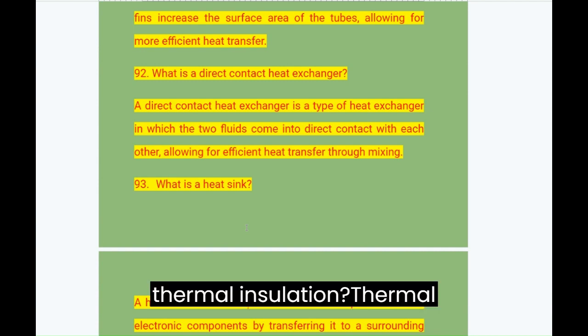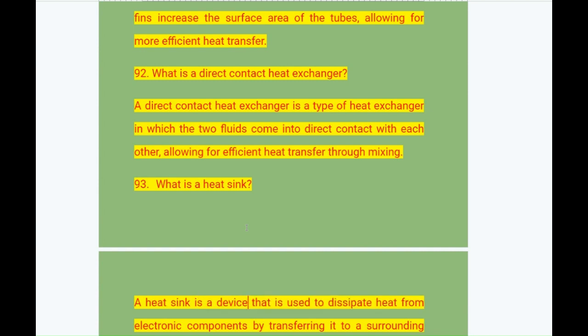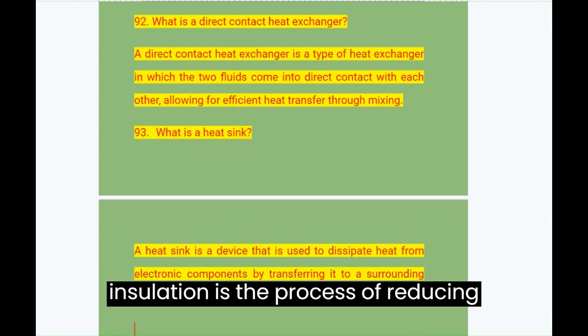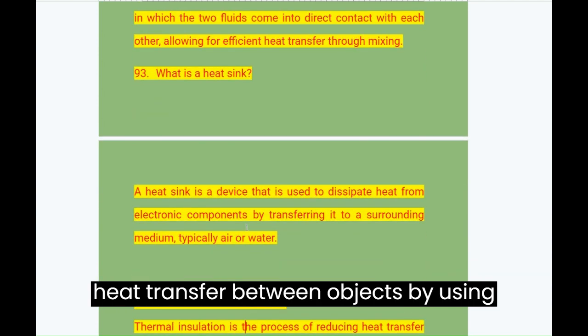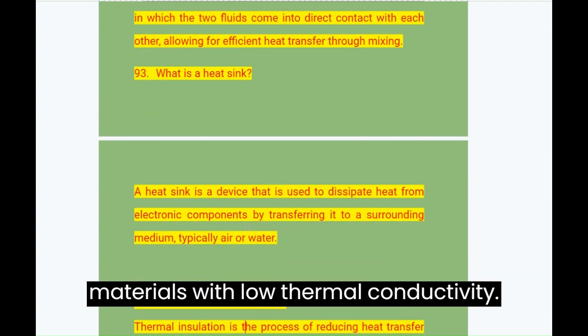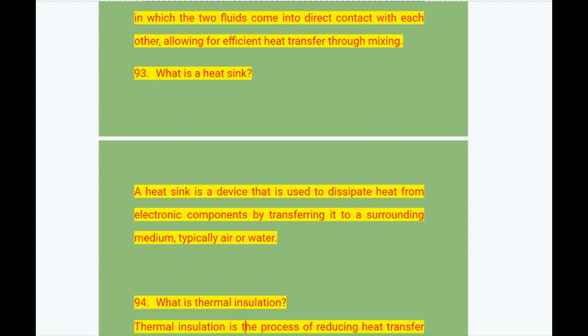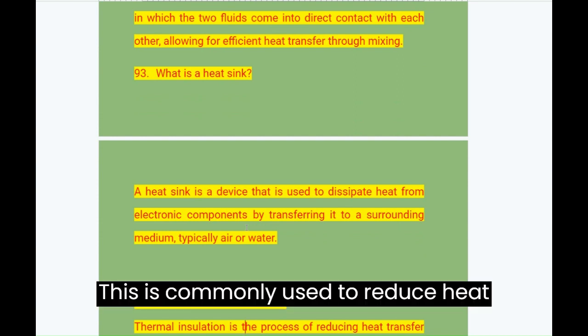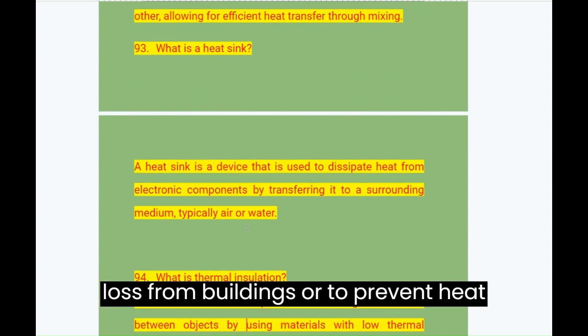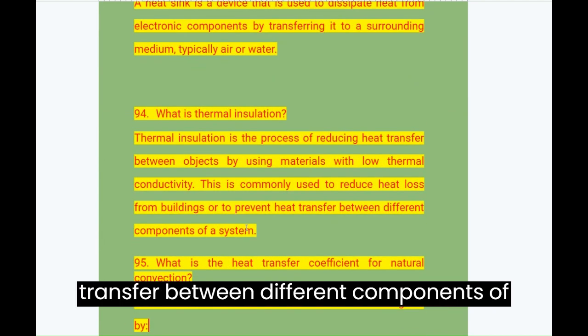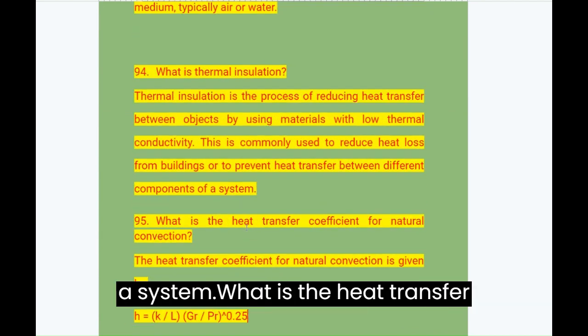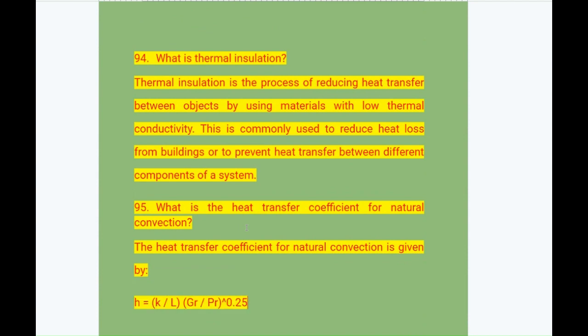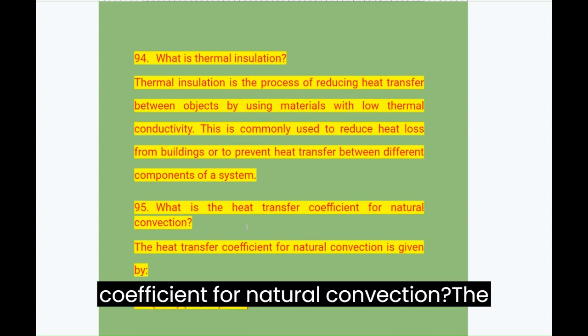What is thermal insulation? Thermal insulation is the process of reducing heat transfer between objects by using materials with low thermal conductivity. This is commonly used to reduce heat loss from buildings or to prevent heat transfer between different components of a system.